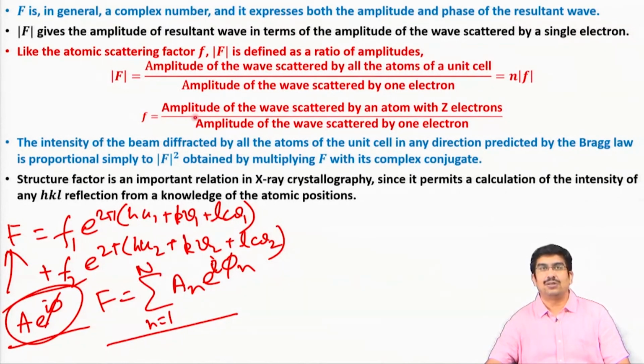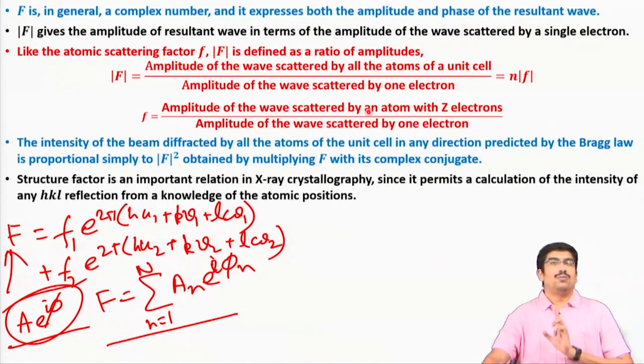Atomic scattering factor, the way we define it, is basically the amplitude of the wave scattered by one single atom divided by the amplitude of the wave scattered by one single electron, whereas structure factor is the amplitude of the wave scattered by all the atoms if the unit cell contains n number of atoms. So, simply we multiply the atomic scattering factor by n and we get the absolute value of structure factor, provided the unit cell contains only one type of atom.